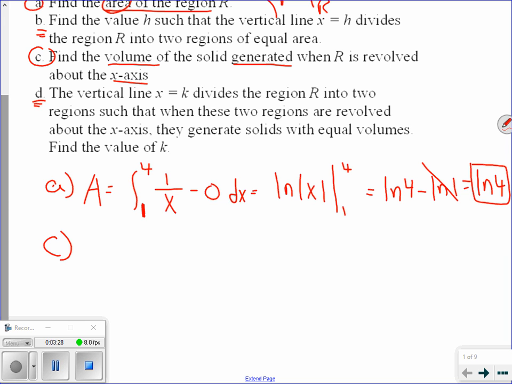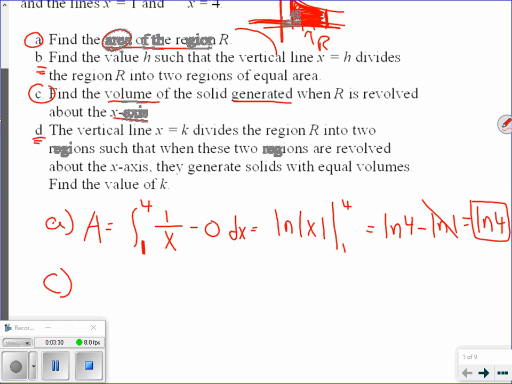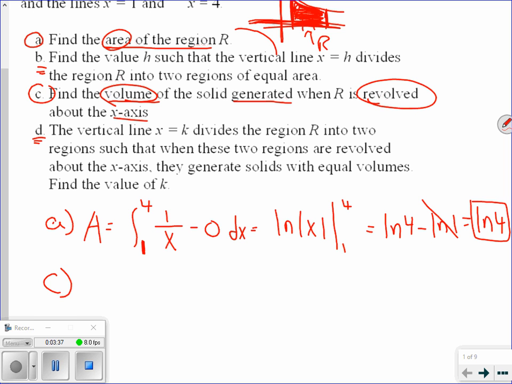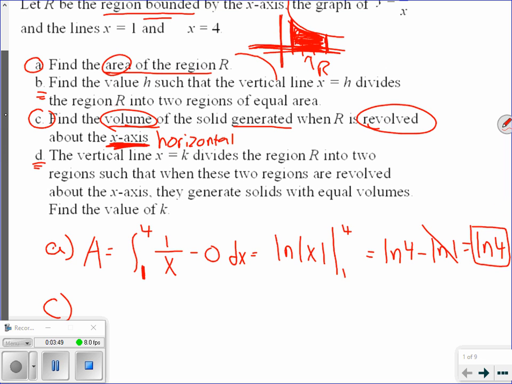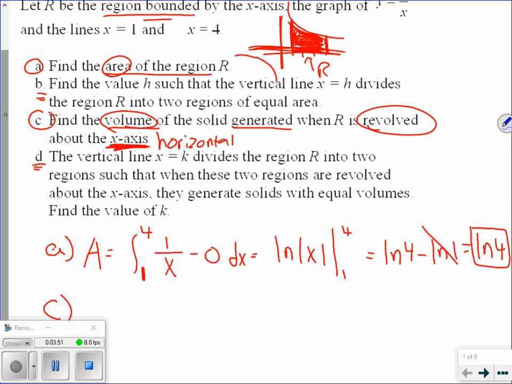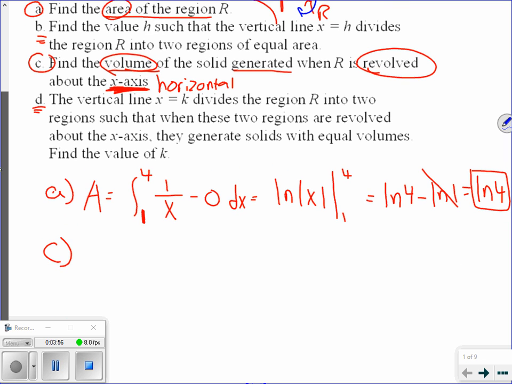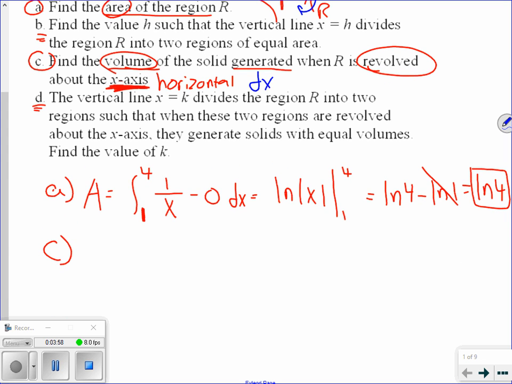Part C is what we learned yesterday, the disk method. Look at the wording: find the volume when we take this region and revolve it about the x-axis. The x-axis is a horizontal line, so if it's horizontal, that means we're doing top minus bottom. If I were to draw up here on this picture, it means that it's going like this, right? It's going top to bottom, and when we're doing top minus bottom, that is dx. Everything needs to be in terms of x, which it already is. So we're good.